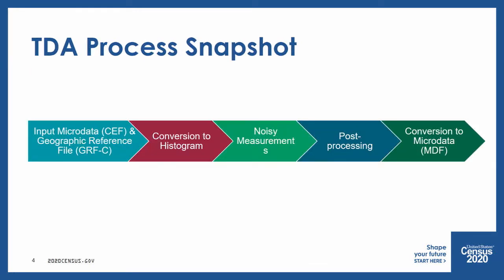So at a very high level, the top-down algorithm works along this process flow. It ingests the confidential census edited file and the geographic reference file. It converts those microdata into a corresponding histogram. It takes a series of noisy measurements, and we'll be talking more about that today. It then post-processes those noisy measurements, and then it converts the resulting privacy-protected histogram back into microdata.